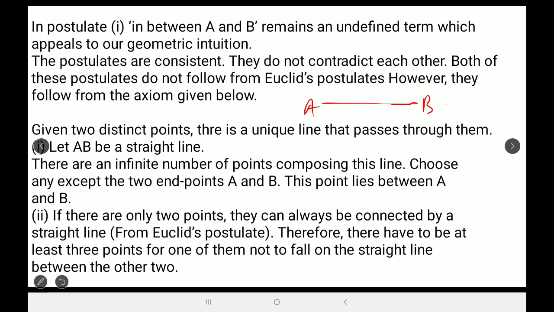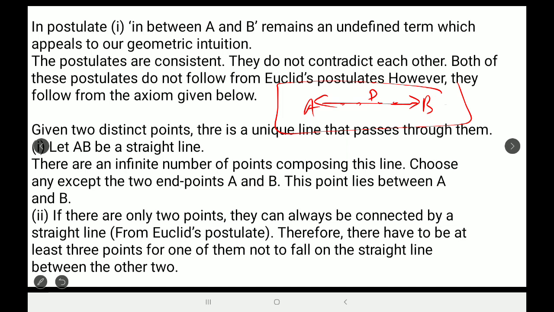Let's understand. Given two distinct points, there is a unique line that passes through them. If we consider two distinct points, unique line means only one line can pass through those points. So we can say that let AB be the straight line. This is the straight line. A, B. There are infinite number of points composing the line. Yes, infinitely many points lie on this line. Choose any except the two endpoints. So choose any one point that lies between A and B. Let's consider D. Point D lies between A and B.